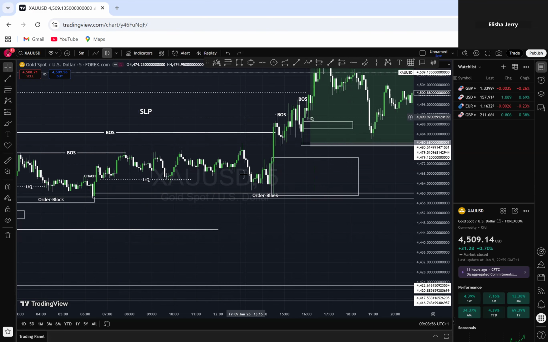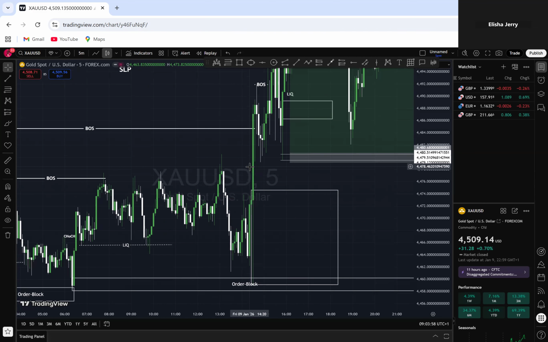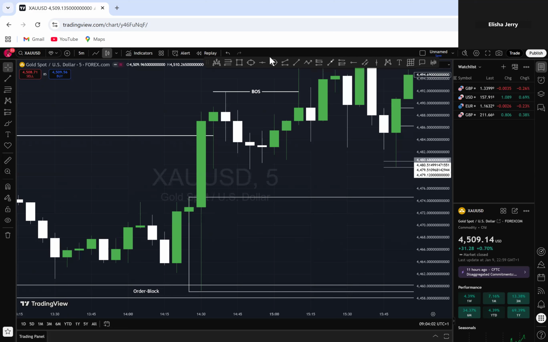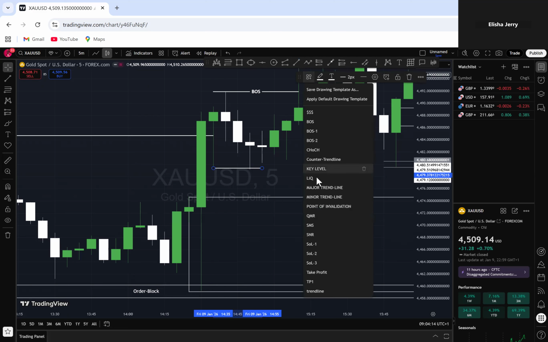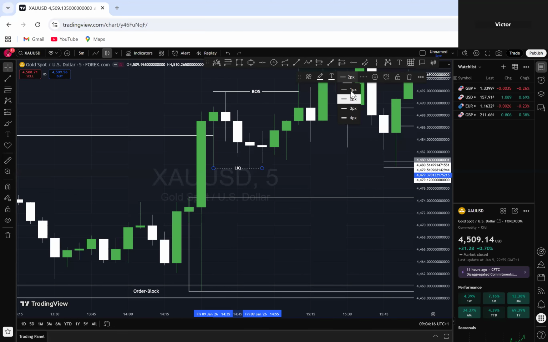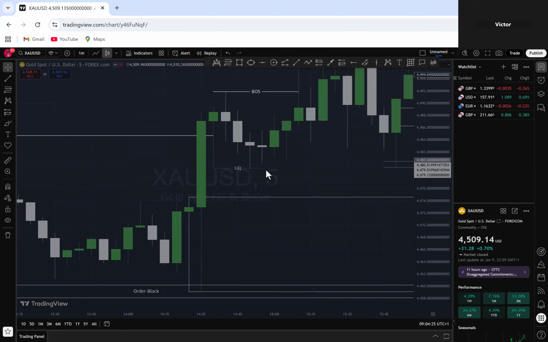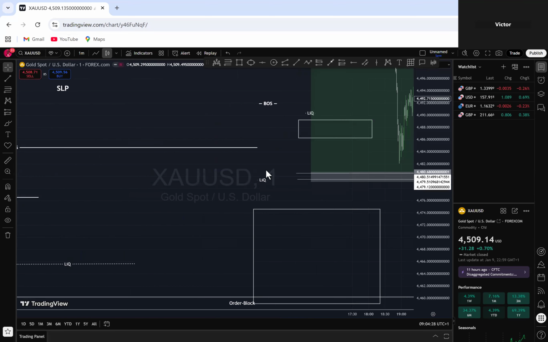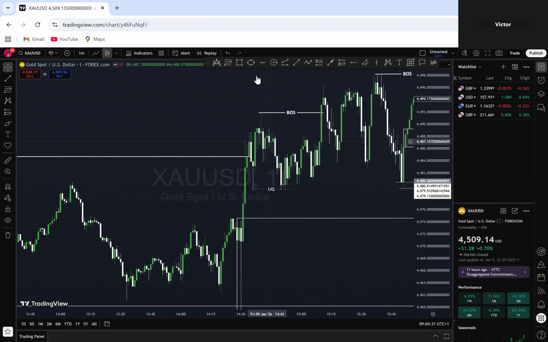So since we've gotten our structure, you could tell that this was a sweep. So we have a liquidity graph here. Let me reduce this to 1px. So you agree with me that this is a liquidity graph, and then on the 1 minute, you could see that we have right here a hidden order block.